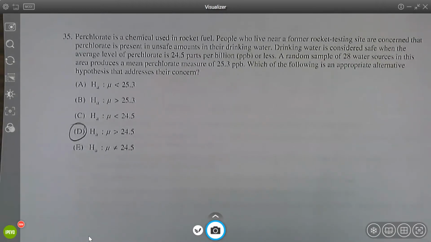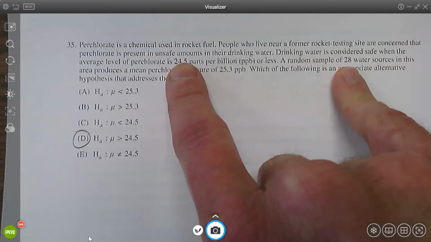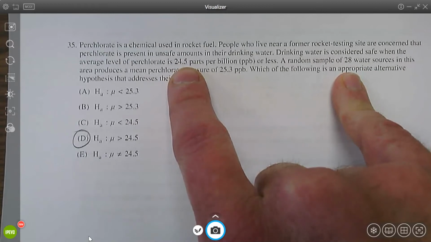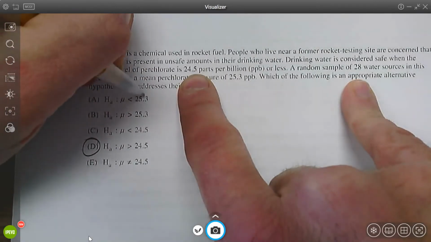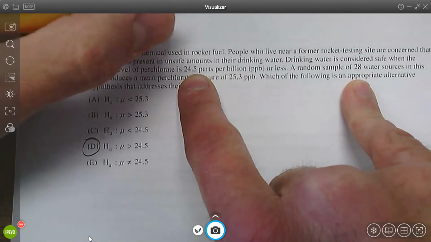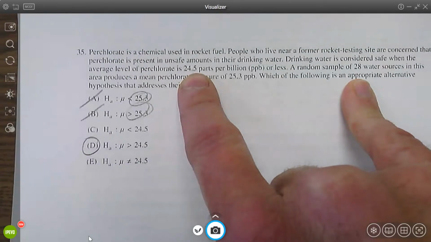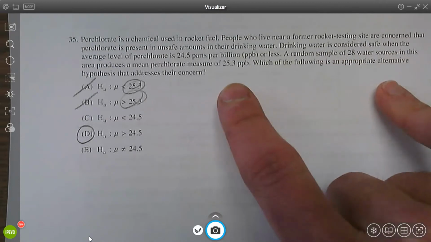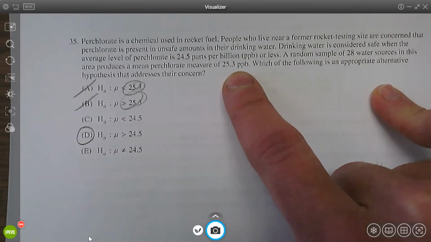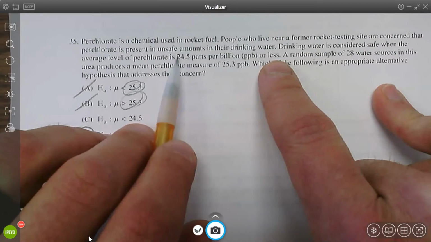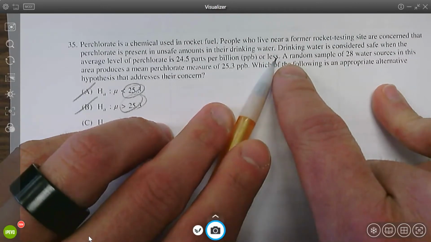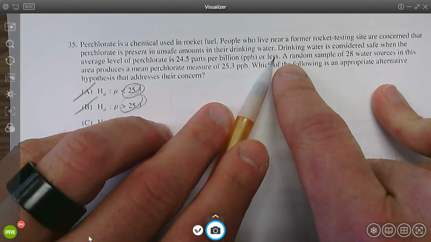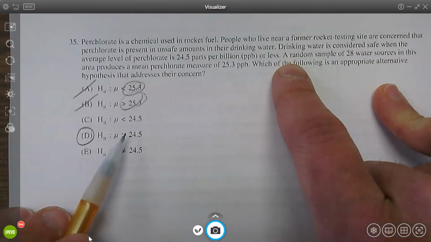35. We have this safe level. So that's my parameter. So choice A and B are out. They don't have the correct value. A random sample of 28 produces this mean. They said it's safe if it's this 24.5 or less. So they're worried about it being unsafe. So that's why it's choice D.